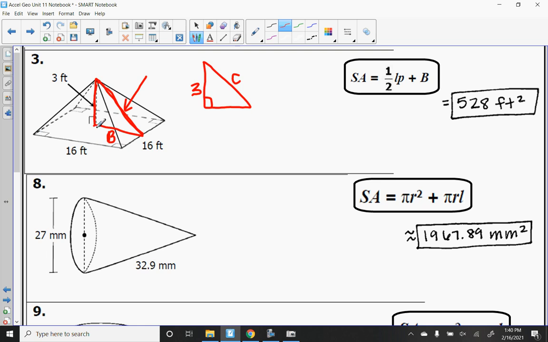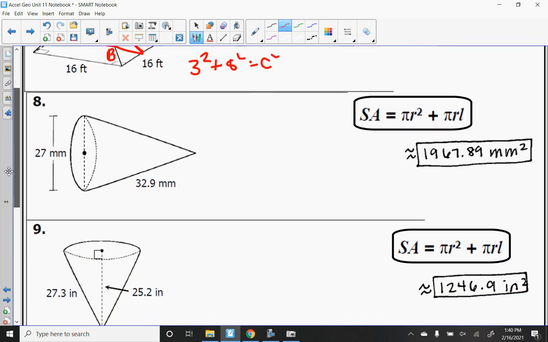This line drops in the middle. So you would have to cut that in half, and the bottom of that triangle would be 8. So after you use Pythagorean theorem to get your slanted height, then you would go about using your formula the exact same way as on the previous problem to get our 528 feet squared for this pyramid.